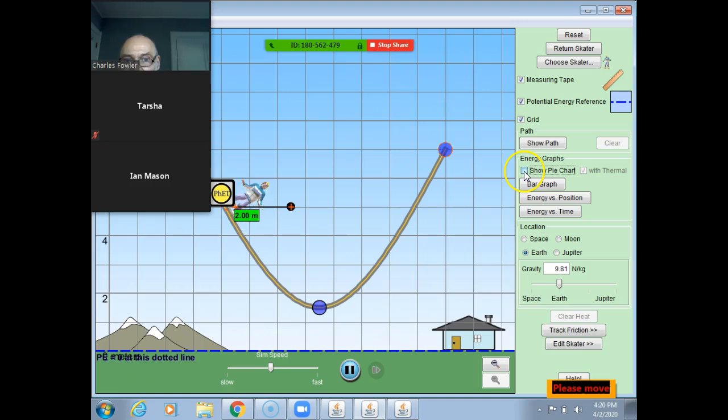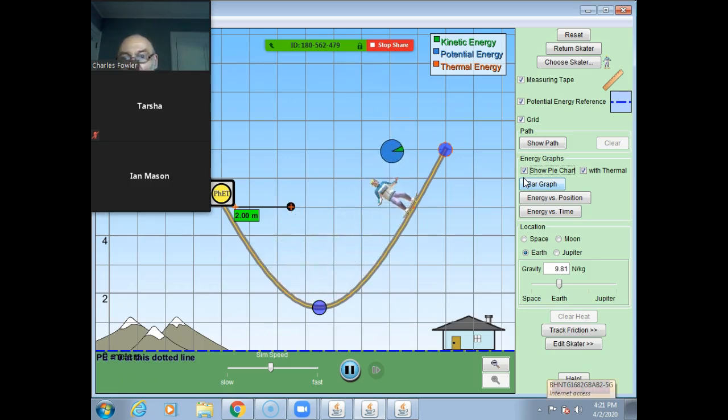On show pie chart, it really doesn't show much except kinetic energy is green, potential energy is blue. We're not doing thermal energy, so forget about that. Oh, here's what the pie chart does. It's showing the portion of it that's green, blue, and that's your portion. One reason it doesn't go to 0 at the bottom is your reference level is here, your lowest point is there, you still have some potential energy. If he fell off, he would go down to the ground level.